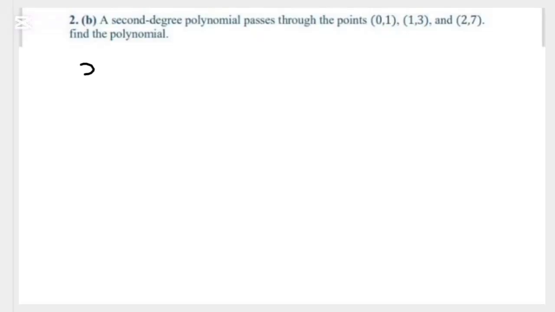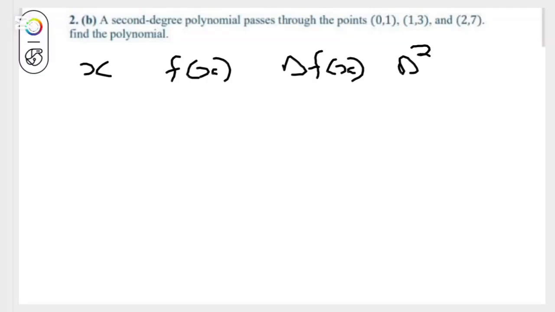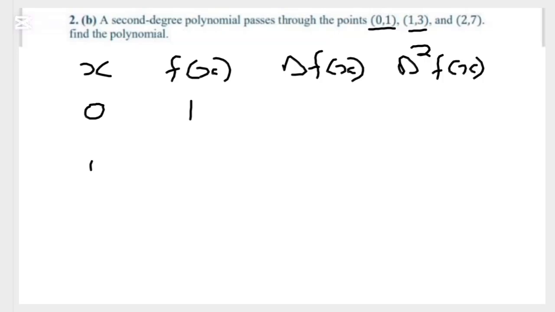A second degree polynomial passes through the points (0, 1), (1, 3), (2, 7). So we are to find the polynomial. The first thing that you are going to do, guys, is that don't forget we have x, f of x, and we have the difference and the second difference of f of x. You have to take note of this. And therefore we have 0, 1. So you now say I have 0, I have 1 here. Done with that. And then this 1, 3, I have 1 and 3. So you now keep it 1.